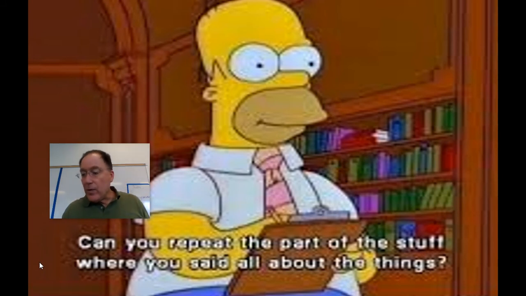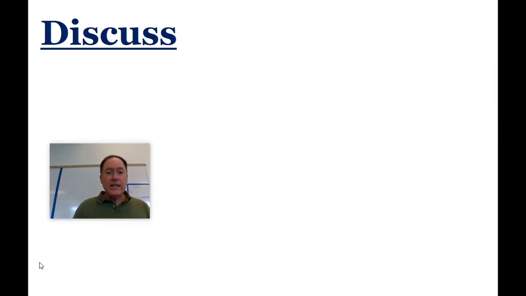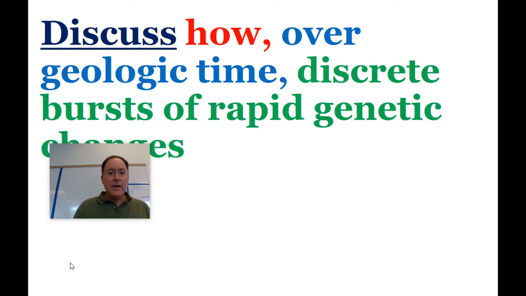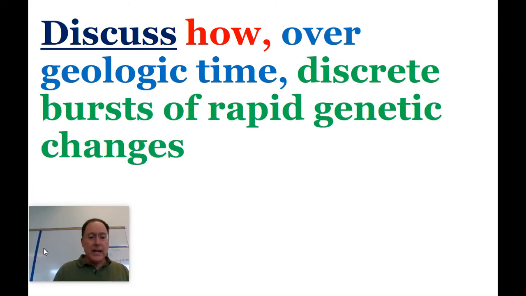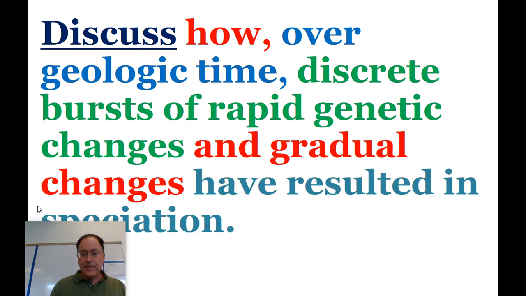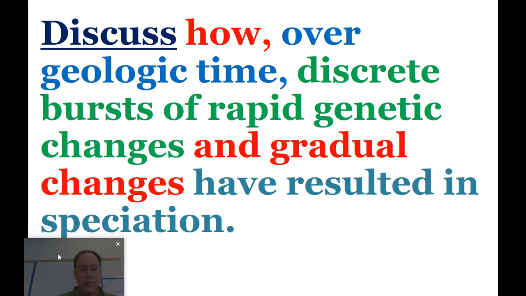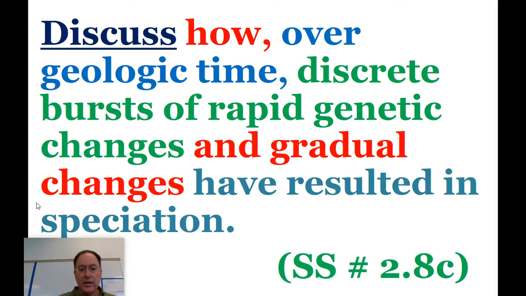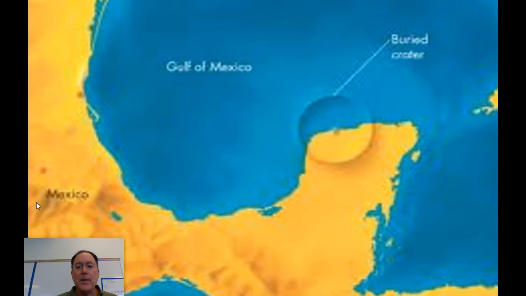Well, let's keep going. We only have one more in evolution that we've got to go over. This says discuss how over geologic time, discrete bursts of rapid genetic changes and gradual changes have resulted in speciation. So think about this. Geologic time means crazy amounts of time, millions of years. There's been bursts of rapid genetic change through DNA mutation, and then that has resulted in speciation. It's less about gradual change, to be honest with you. Let me give you an example.